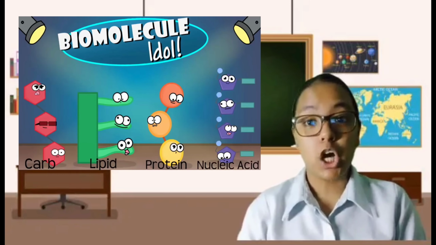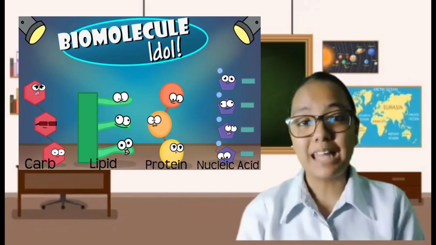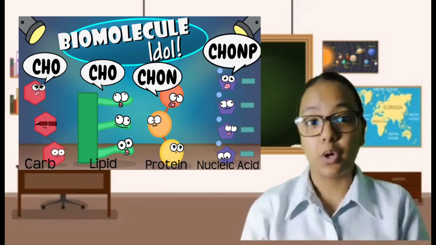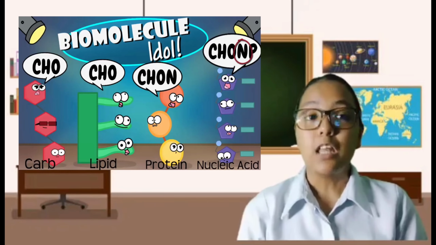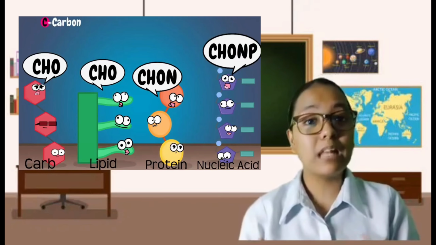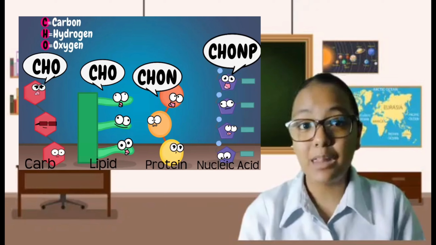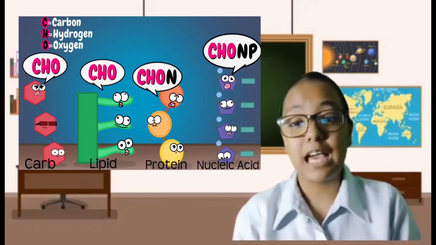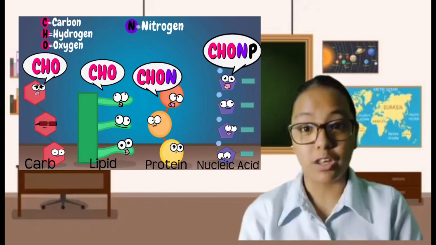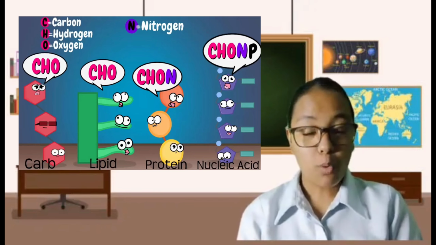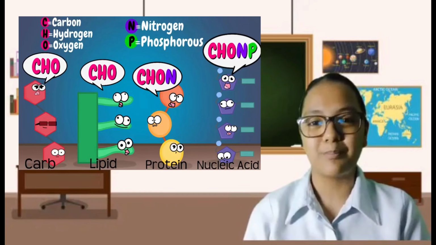CHO, CHO, CHON, CHON. Instead of CHOMP with an M at the end, it's CHON with an N. The C stands for carbon, the H stands for hydrogen, the O for oxygen. So carbs, lipids, proteins, and nucleic acids all have that CHO in there. It's just that proteins and nucleic acids also have an N, which is nitrogen, and nucleic acids additionally have a P, which is for phosphorus. So again, CHO, CHO, CHON, CHON, the major elements in the four biomolecules.